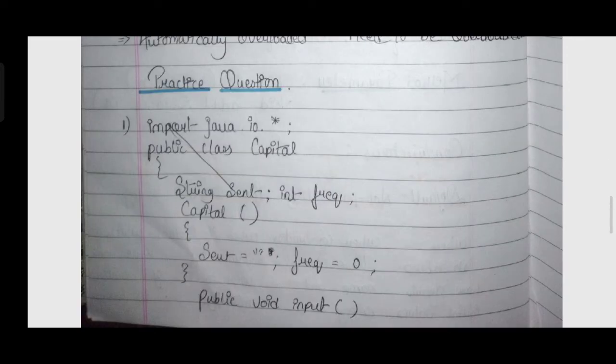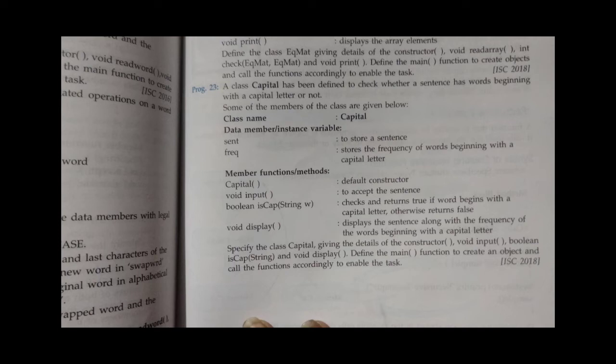Okay. So now let's see first the question. The question is, a class Capital has been defined to check whether a sentence has a word beginning with a capital letter or not. Some of the members of the class are given below. Its class name will be Capital. Data members or instance variables: sent, it will be used to store a sentence; and frequency, which stores the frequency of words beginning with a capital letter.